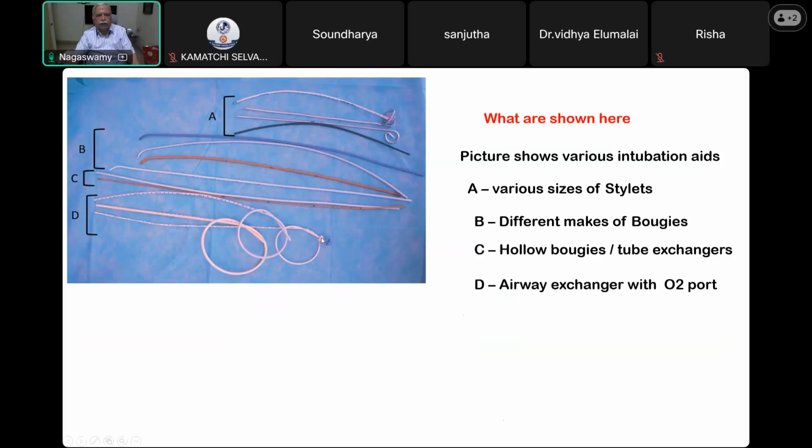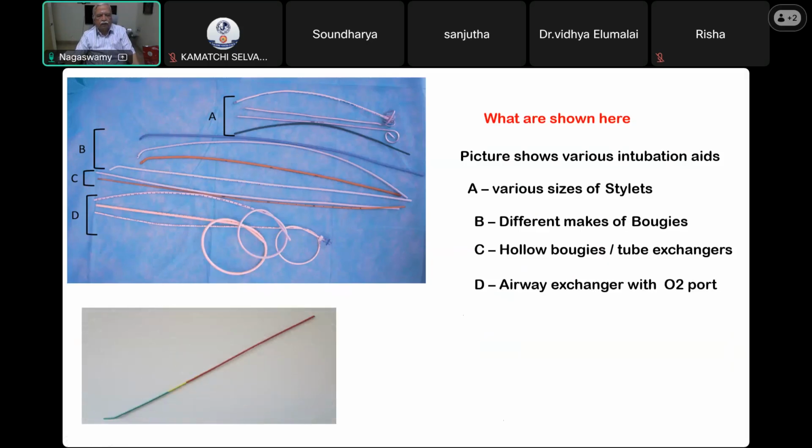You can see the tip here where you can give oxygen. So you place that in cases of difficult airway and then remove the endotracheal tube, and you can ventilate the patient or supplement oxygen through this. And if there is any difficulty, you can railroad the tube again. So this is the airway exchanger.